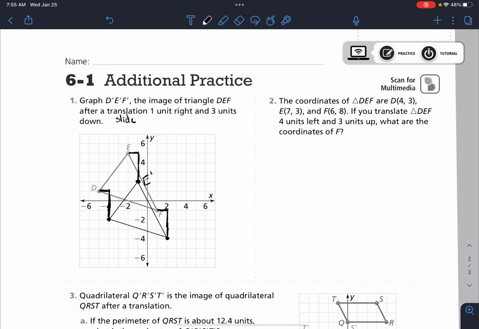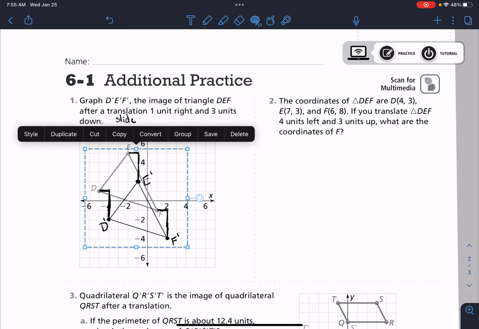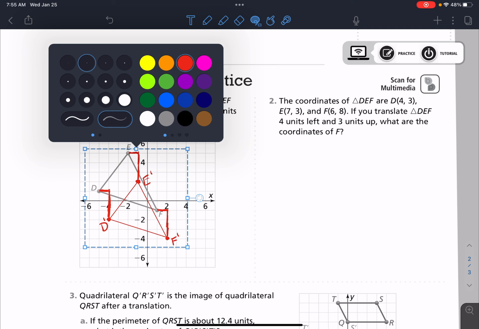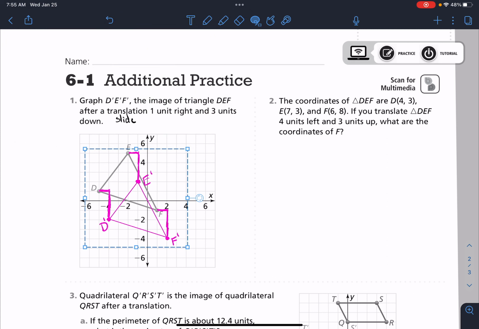So this would be E prime, this would be F prime, and this would be D prime, because that's where those coordinate points came from. They came from D, they came from E, and they came from F. And you're good to go. Matter of fact, let me change that to a different color so you guys can see that a little better. Hot pink. Yeah, you can't miss it now. All right. So there's a translation. So we went 1 unit to the right, 3 units down. Number 2 says the coordinates of triangle DEF are at (4, 3), (7, 3), and (6, 8).